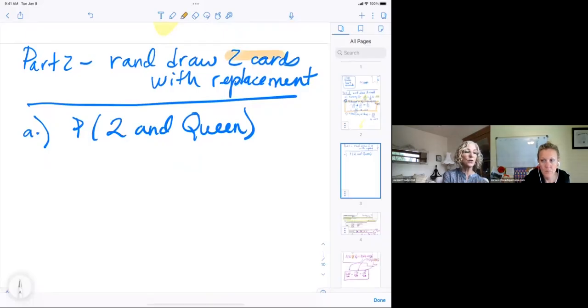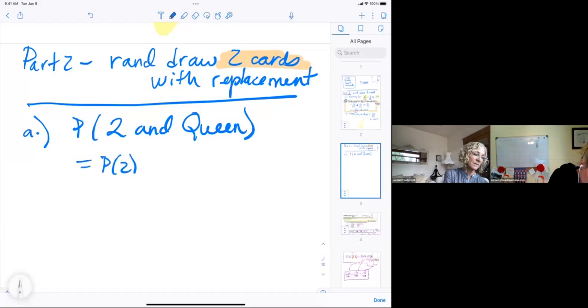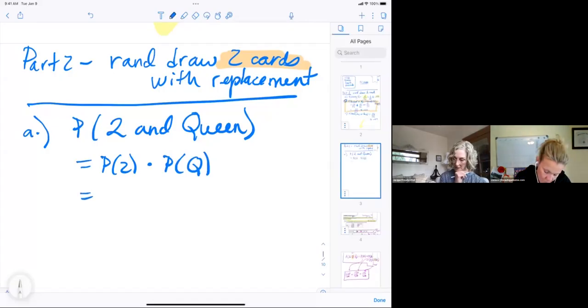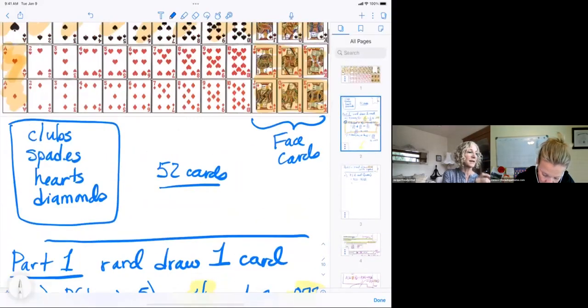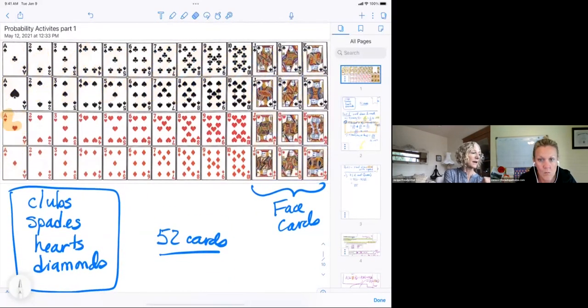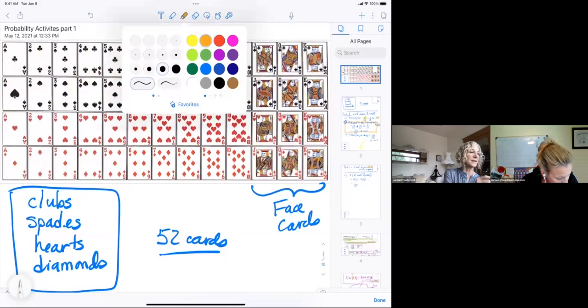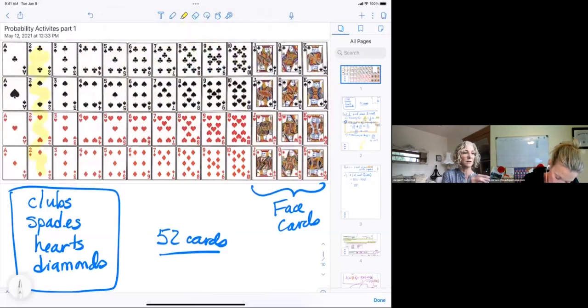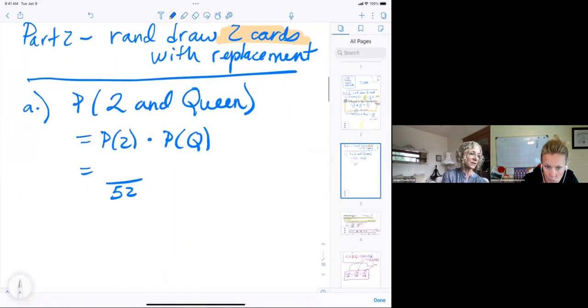This, we are drawing two cards. So we're drawing one and another one. So this one's going to result as a multiplication, not addition. So I want the probability of a 2 times the probability of getting a queen. So the probability of getting a 2 out of the 52 cards, here's the deck again. Out of the 52 cards, we see that there are 4 2s. So the probability of getting a 2 is 4 out of 52.